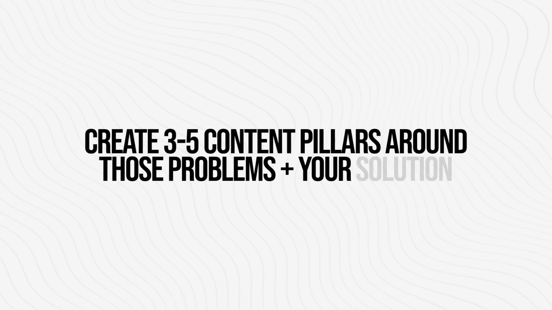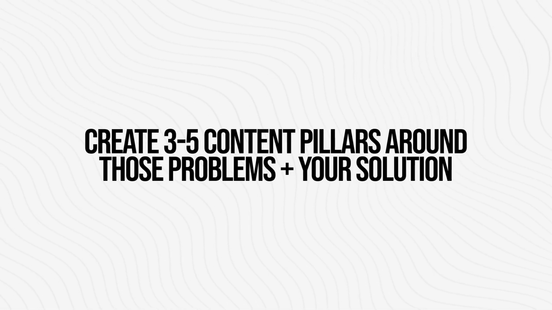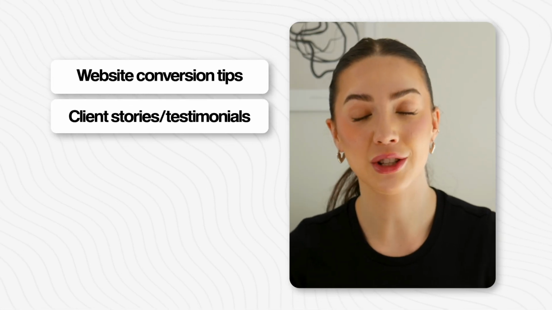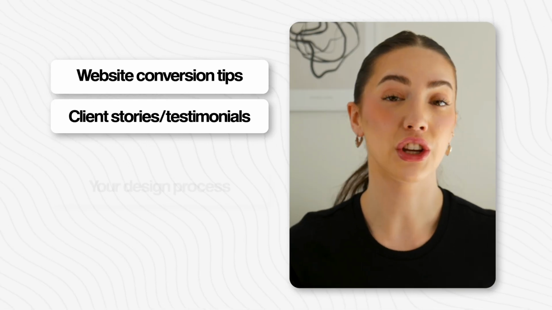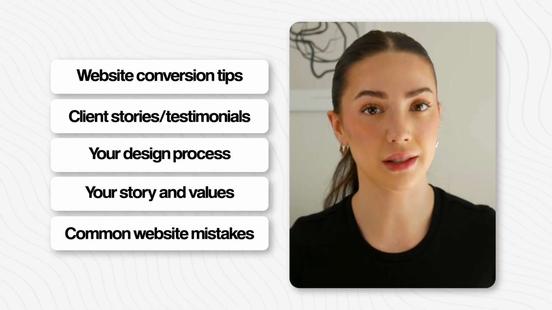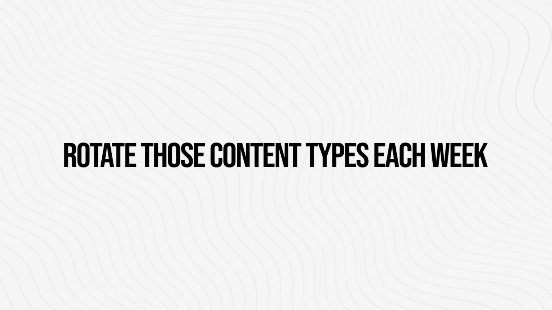Number 2 is you want to create around 3 to 5 content pillars that address those problems and your solution. Some things you might talk about are website conversion tips, maybe case studies or testimonials that you have from other clients, your design process, your story and values, and maybe some common website mistakes as well. Then number 3 is rotate those ideas so that you're getting a really good, healthy mix of different content and information out there on your page.